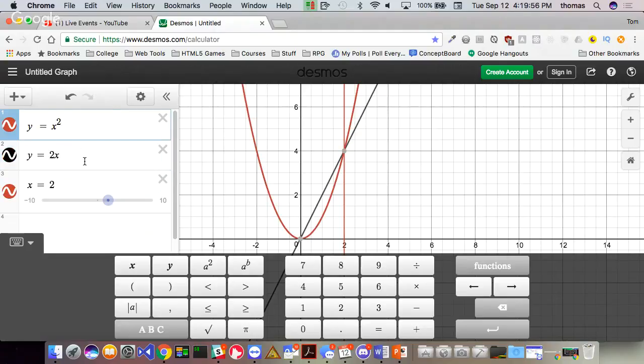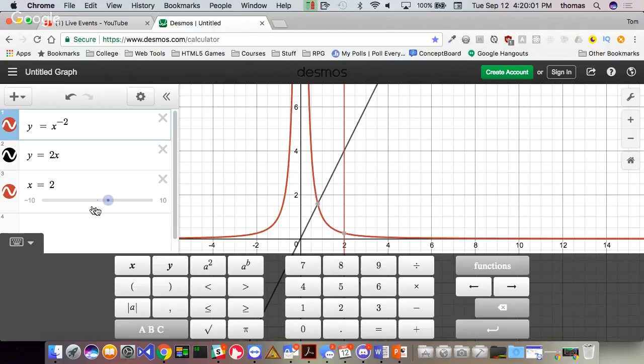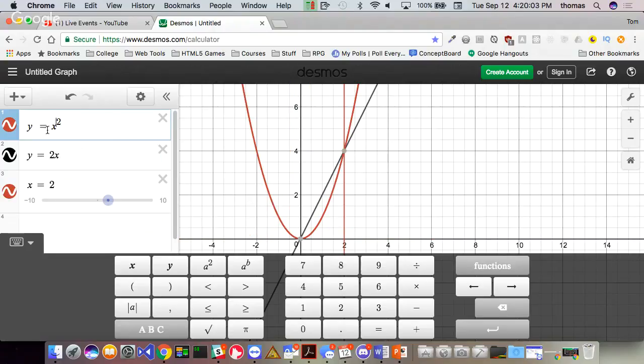Okay, let's try that out. So if I go x to the negative 2, then it gives me this. Was that what you meant? Okay, let's see if it's negative x. This is where, like I said to you, it's really neat. That's what we want, right?